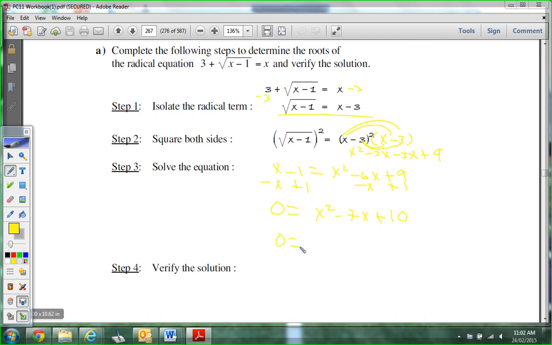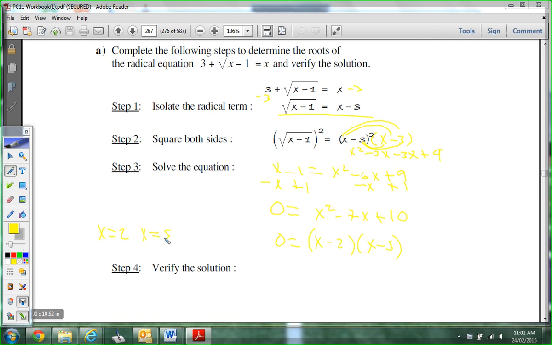2 and 5. Good, 2 and 5. X minus 2, x minus 5. Okay? X minus 2, x minus 5. So what are your answers? 2 and 5. Okay? Now, can you have two answers?